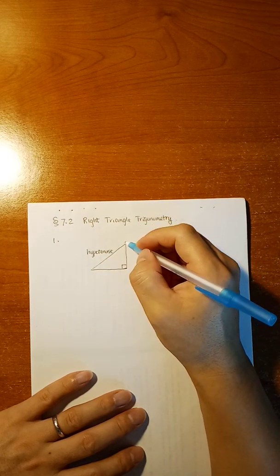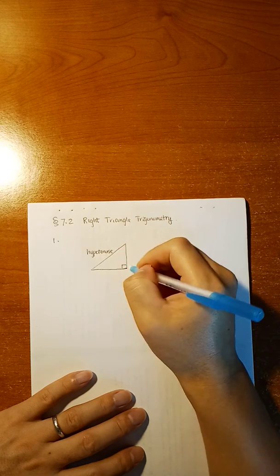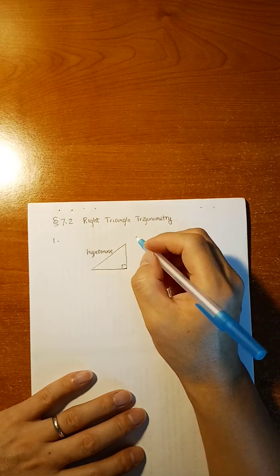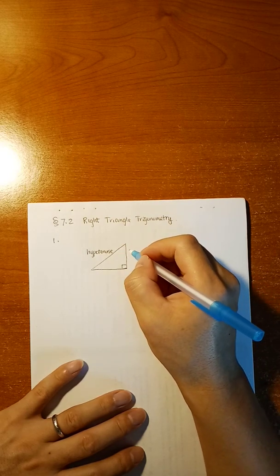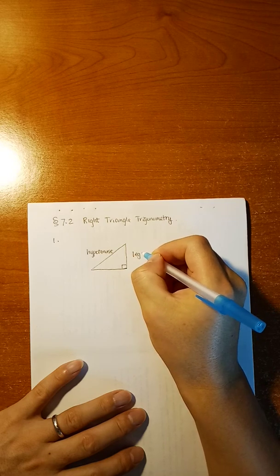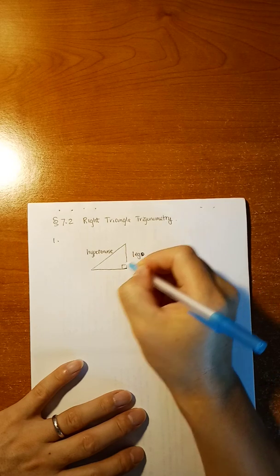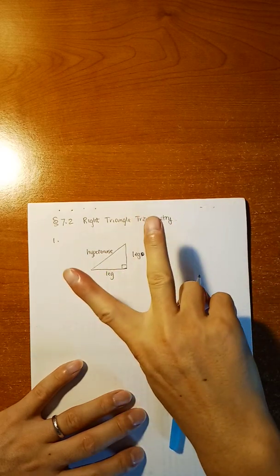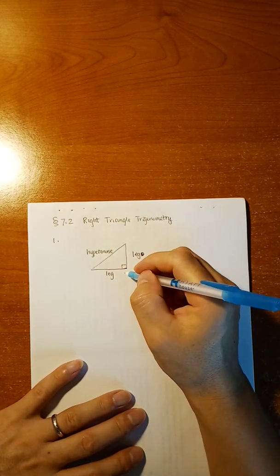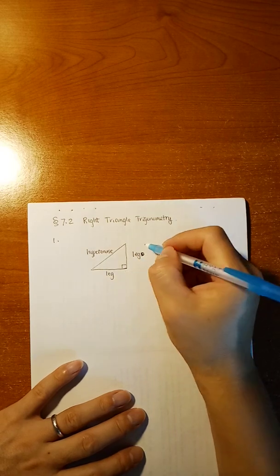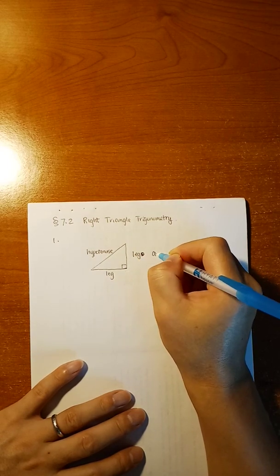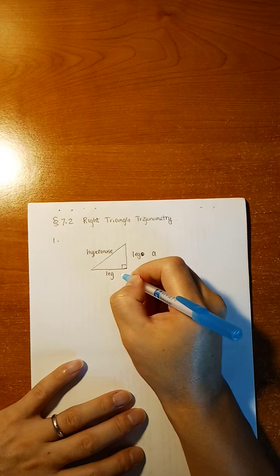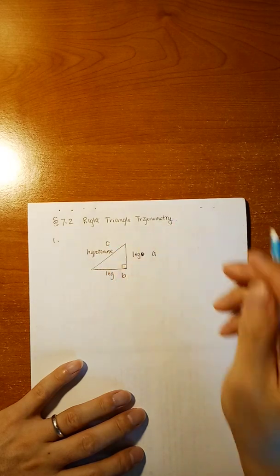And the other sides, in this textbook, are called the legs of the triangle. The two sides of the right angle are called the legs. And let's give them quantities. This is A, this is B, the hypotenuse is C.